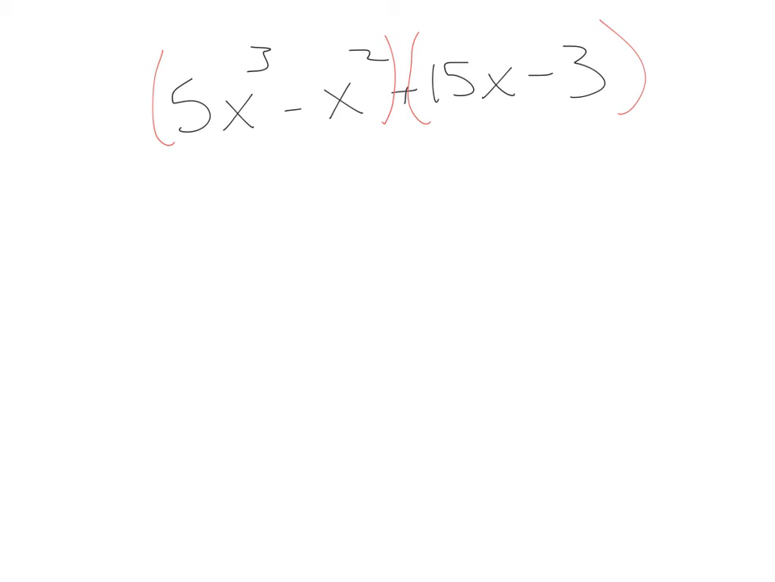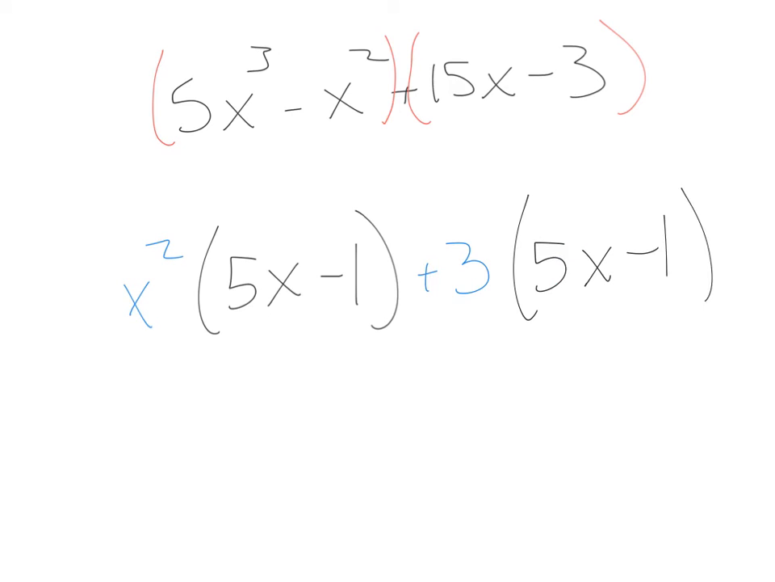And then I'm going to look at each one individually and think, what can I factor out of these first 2 terms? Well, I don't have a 5 in both terms, but I do have this x squared in both terms, so I'm going to go ahead and factor that out. So I end up with x squared times 5x minus 1, because 5x cubed divided by x squared is 5x. X squared divided by x squared is 1. Then I look at this second group and I think, well, what do they have in common? Well, they don't have an x squared in common, but they do both share a 3. So I'm going to go ahead and factor out that 3. And I'm left with 5x minus 1.